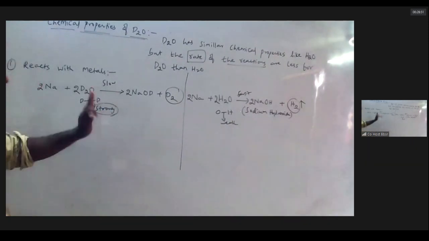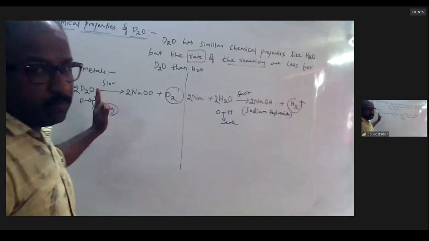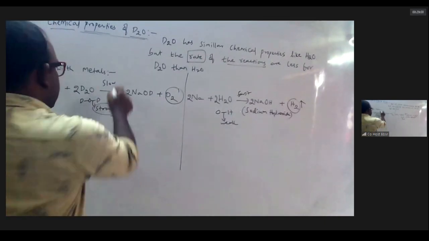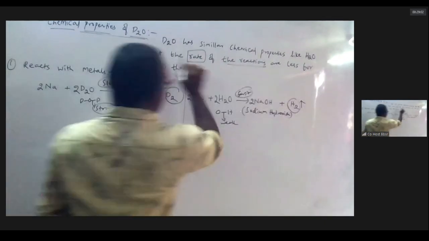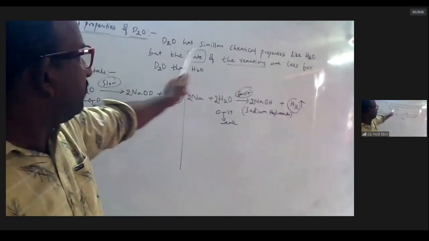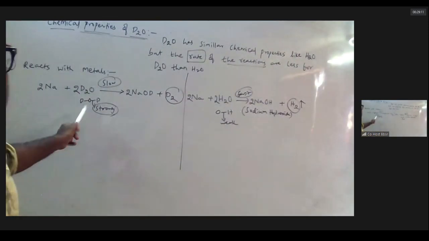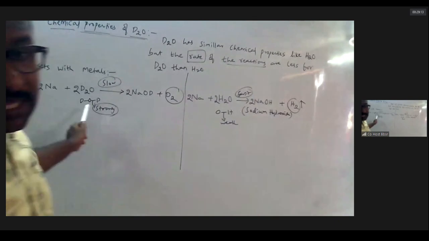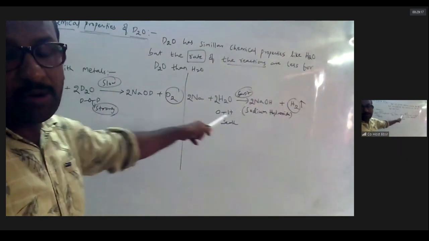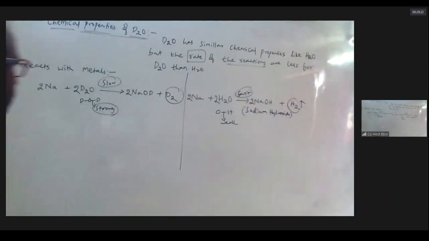So it will take some time for this to break, time will be needed. The OD bond will take time to break, therefore slow reaction. This is slow, this is fast. That is why I said the rate of the reactions is less for D2O than H2O, right? Because the OD bond is strong. Which has higher bond dissociation energy? In D2O the OD bond is higher, and the OH bond in water is lower, right or not?